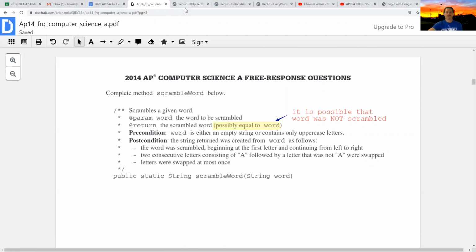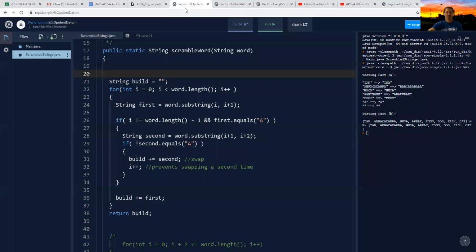Okay, so I'm going to show you actually two different solutions to this problem. In the first one, I'm going to build a string throughout the process. We're given a string and we're returning a string. So I'm going to build the scrambled string from scratch, as opposed to working with the existing string that was handed to me as a parameter.